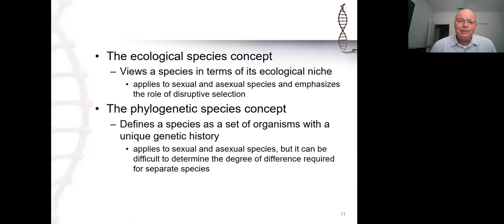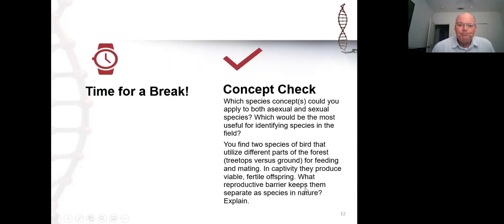And in fact, that leads us to the next question, because this second question gets to that point. You find two species of bird that utilize different parts of the forest, treetops versus ground, for feeding and mating. In captivity, they produce viable fertile offspring. So there is a suggestion, at least from the lab experiment, that they may be the same species. But they're not. Why not? What is the reproductive barrier that keeps them separate as species in nature?